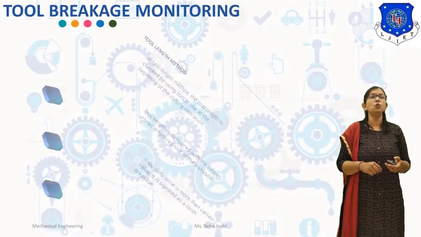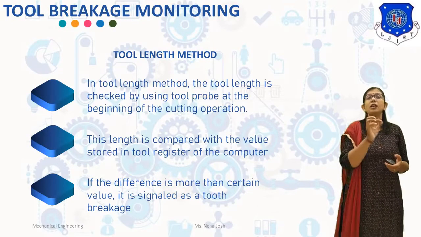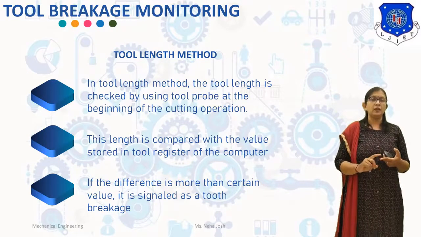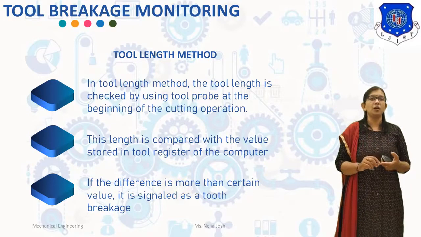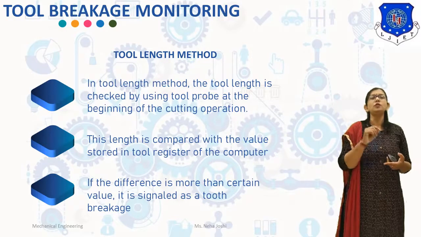The next method is the tool length method. In the tool length method, the tool length is checked by using the tool probe at the beginning of the cutting operation. This length is compared with the value stored in the tool register of the computer. If the difference is more than a certain value, it is signaled as a tool breakage.